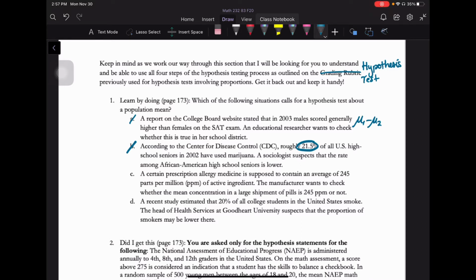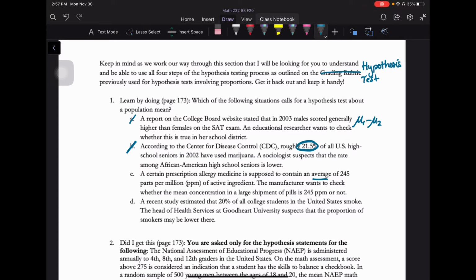Part C says a certain prescription allergy medicine is supposed to contain an average, that sounds good, of 245 parts per million of active ingredient. And they want to check whether the mean concentration of pills is 245 or not. So is it different or not? This looks good. This could be a contender.